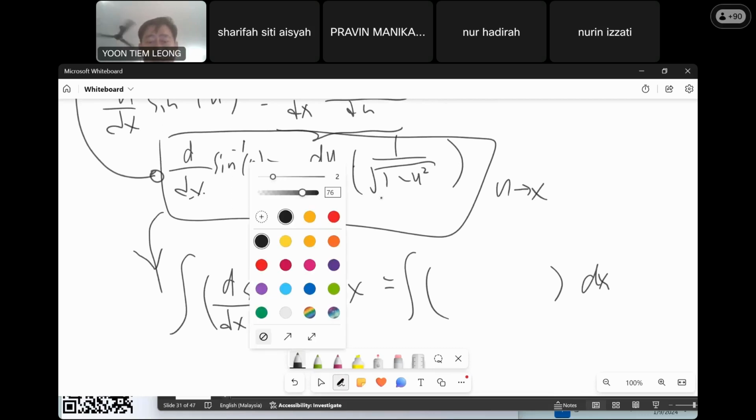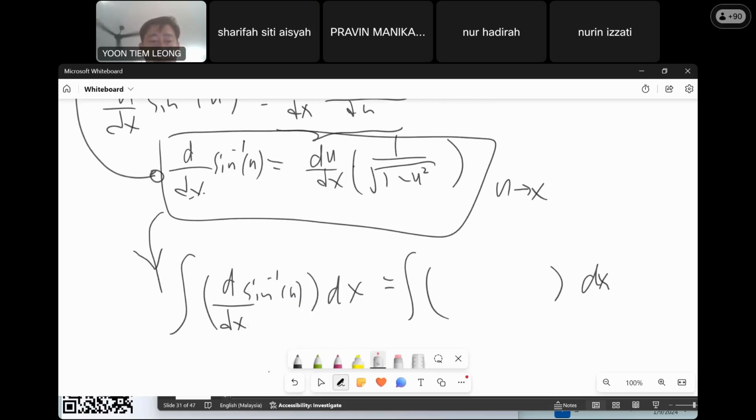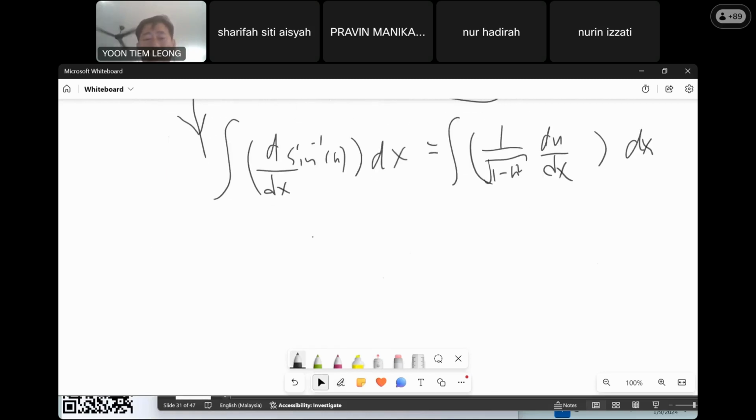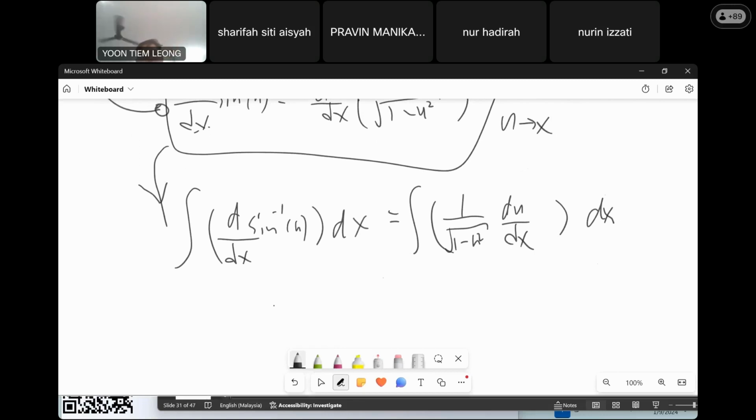Okay, so I then slot the expression of d/dx of arcsine of u into the left hand side indefinite integration. Then I slot this in here, and what I get is 1 over square root of 1 minus u squared times du/dx. Let me make a slight simplification to this equation. On the right hand side, here I have du/dx and this is dx. So the product of du/dx and dx is nothing but the differential du.